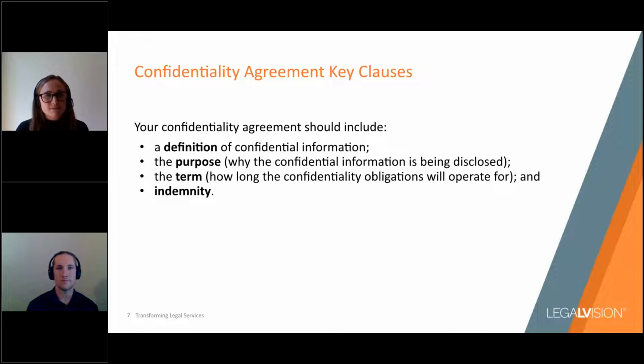In a one-way confidentiality agreement, you would also think about including an indemnity where if you were disclosing that information to a third party, you would want that party to cover you for any loss or damage that you suffer as a result of their breach of their confidentiality obligations under the agreement.